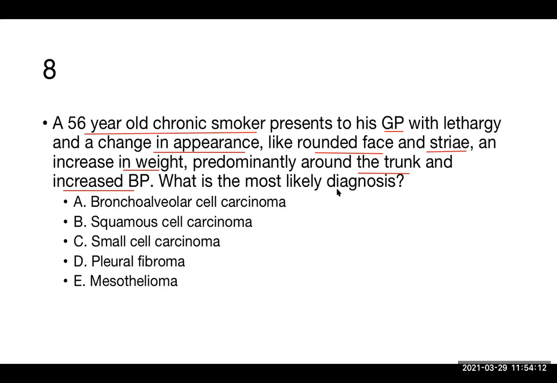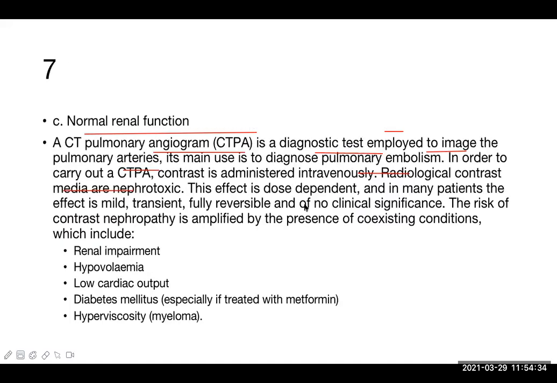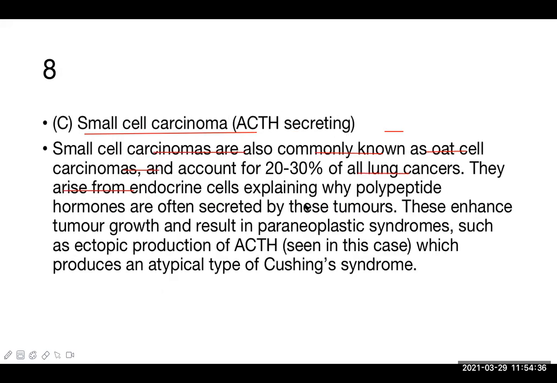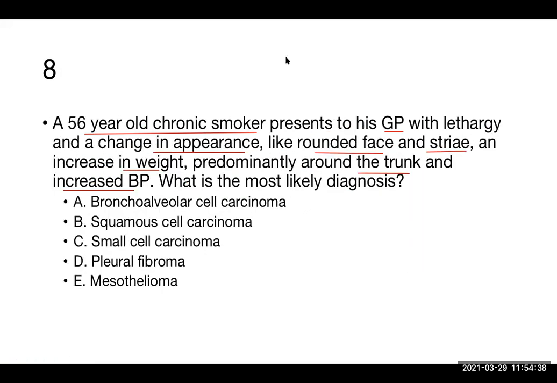So what is the most likely diagnosis? So which of these following can lead to Cushing syndrome? C. Okay. It's C, small cell carcinoma. So bronchoalveolar cell carcinoma, again the answers are similar: squamous cell carcinoma, small cell carcinoma, pleural fibroma, or mesothelioma. So what is the answer here? Okay, see that the answer is small cell carcinoma again.